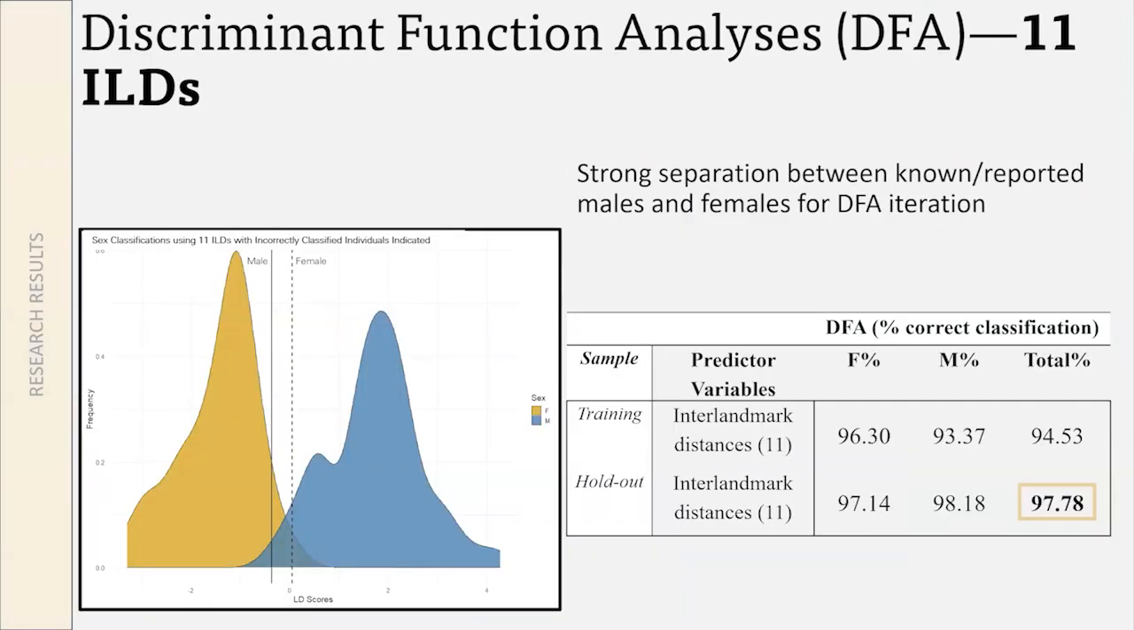Results of the DFA using all of the 11 ILDs are shown here. The total correct classification accuracy using the holdout subset was 97% correct. The density plot shown here visualizes the separation between females in yellow and males in blue. Male individuals that were misclassified as females by the model are indicated with a solid line, and misclassified females are indicated with the dashed line. Both of the two misclassified individuals in this model fall within the overlap between the females and males.